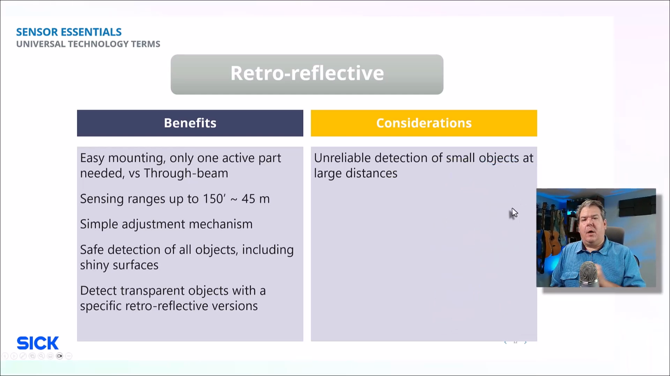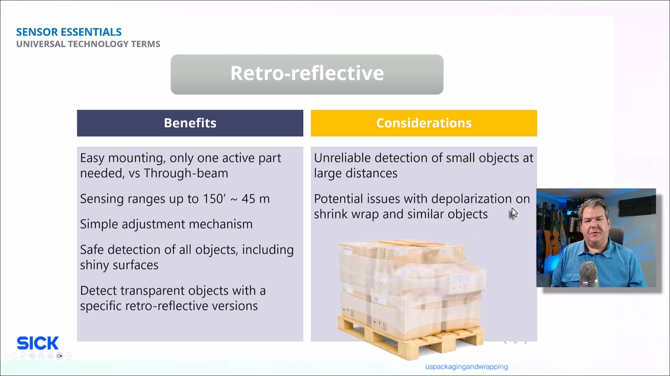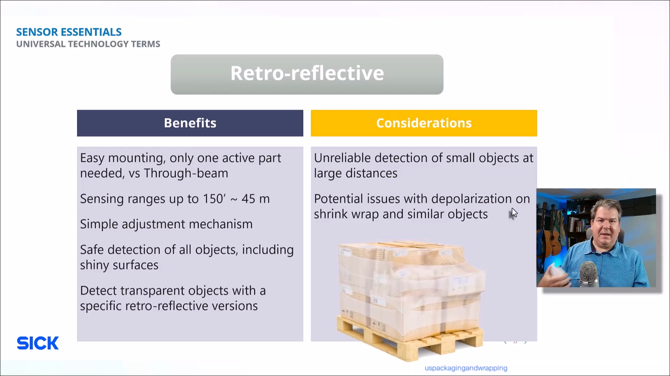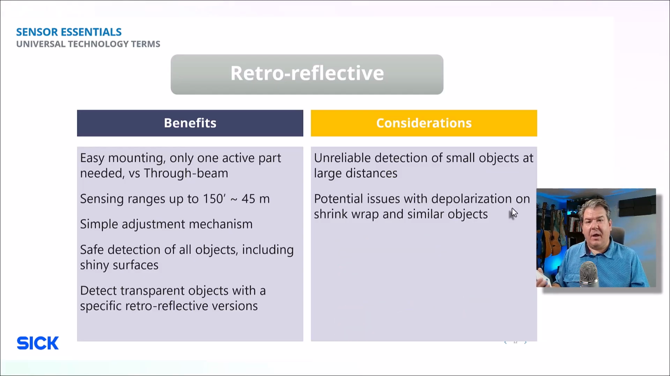Also, lower quality retroreflective sensors may struggle with the polarization effect of layers of, let's say, shrink wrap and may not be detected consistently. However, most modern sensors from reputable manufacturers have developed methods for dealing with this, and that really shouldn't be much of a concern, but certainly something that you'll want to check out in your application.